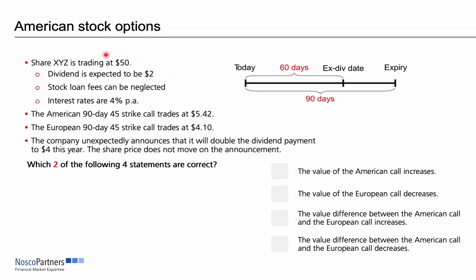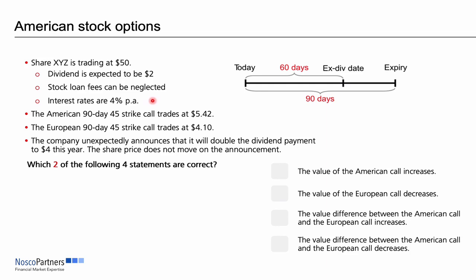Now, in this setting, if the dividend is still $2 and interest rates are 4%, my question: is the option an early exercise now? Is the option an early exercise later, a potential early exercise later, or actually what is the situation?